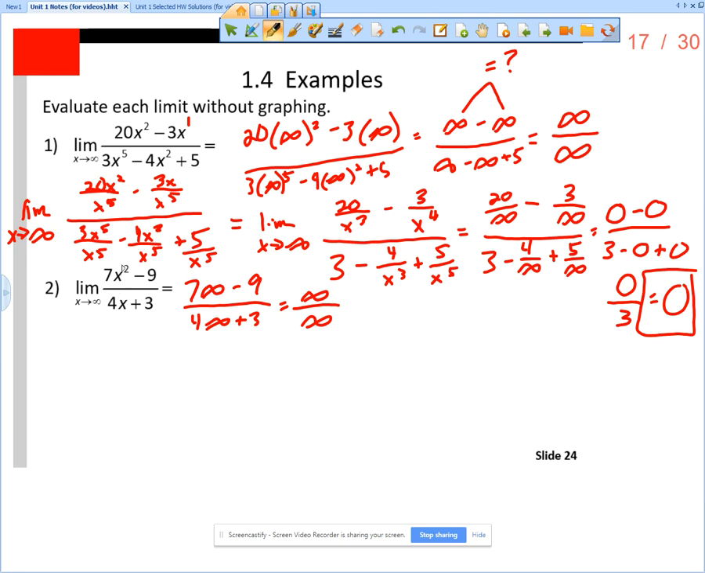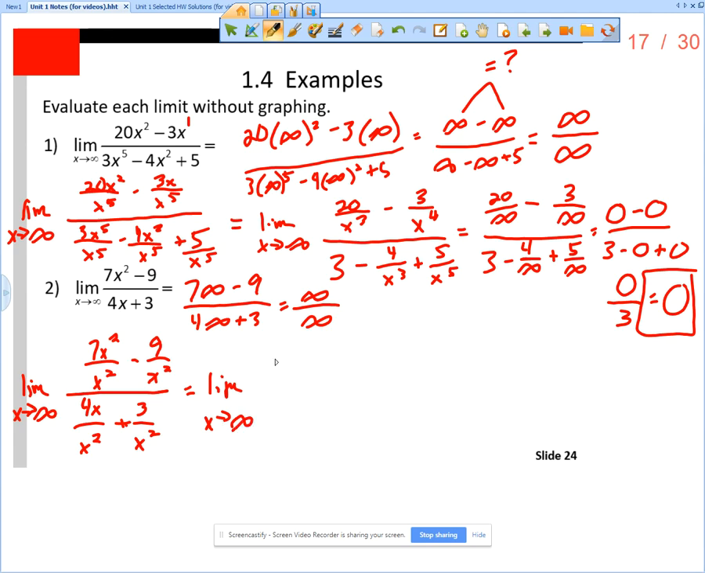All right, so what is the more work? Find the highest power, squared. So divide everything by x squared. So 7x squared over x squared minus 9 over x squared, divided by 4x over x squared plus 3 over x squared. And don't forget to rewrite the limit as x approaches infinity. All right, so now simplify. Limit as x approaches infinity. 7x squared over x squared, that's 7. Minus 9 over x squared, nothing changes there. Divided by 4x over x squared, that's just 4 over x. Plus 3 over x squared, that is 3 over x squared.